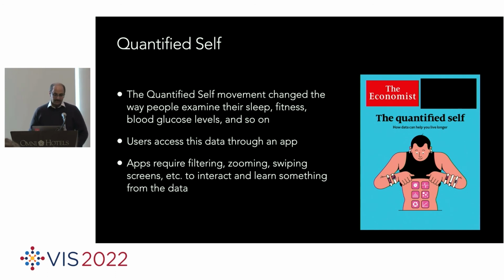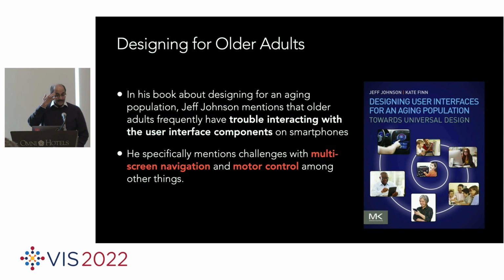So that's a bit of a problem. Now, in his book about designing for an aging population, my colleague at the University of San Francisco, Jeff Johnson, mentions that older adults frequently have trouble interacting with the UI components on smartphones because nobody is building apps for older adults. They're building it for 20-somethings with lots of disposable income. He specifically mentions challenges with multi-screen navigation and motor control, among other things.